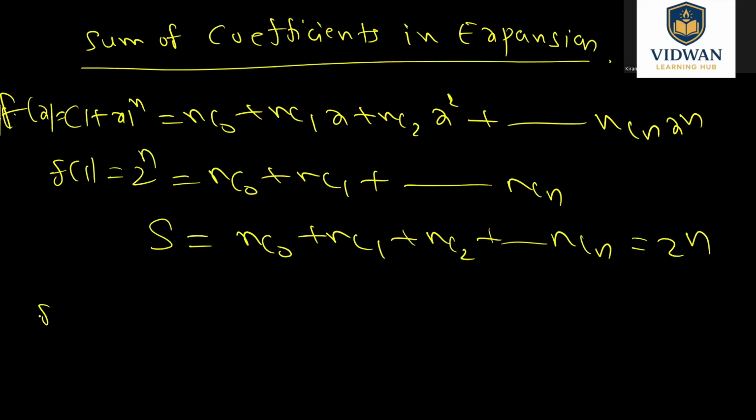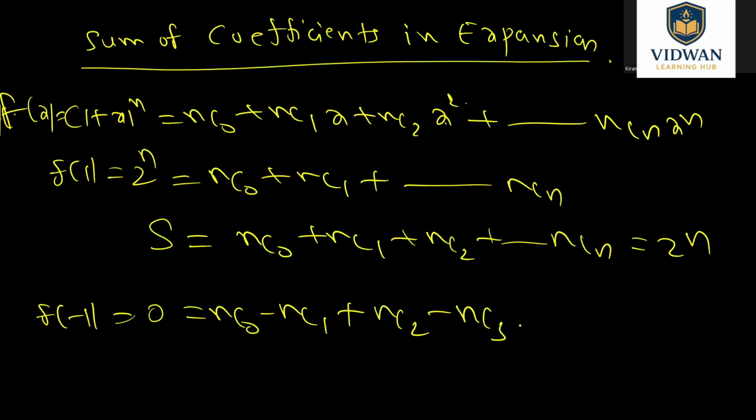Similarly, instead of putting 1, if I write f of minus 1, the LHS will become 0. In the right hand side, you'll get nC0, then nC1 into x, which is minus 1, so you'll get minus nC1. Then again, minus 1 square is positive, so you'll get nC2. Then again, you'll get minus nC3 and so on. So you'll alternately get positive and negative. The last term would be nCn into (minus 1) whole power n.